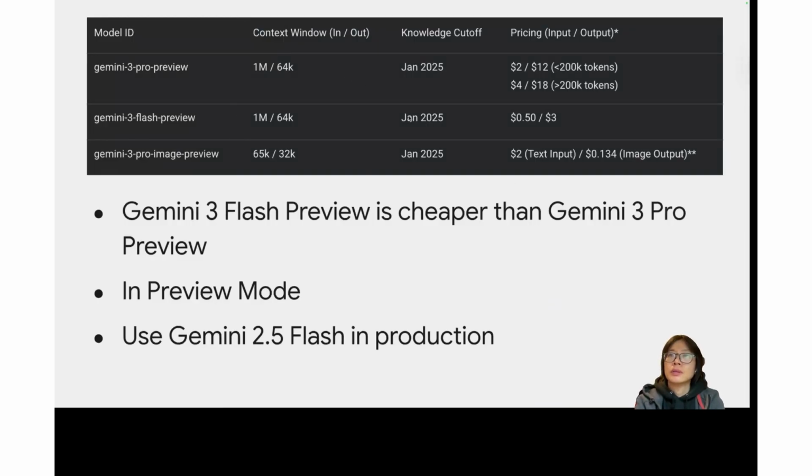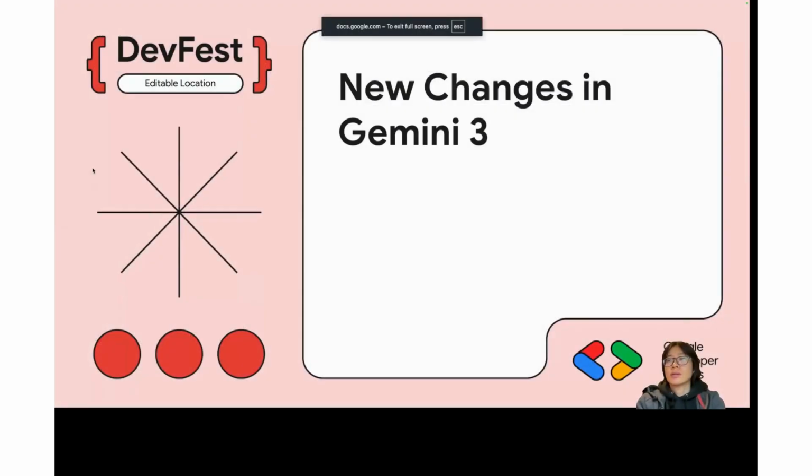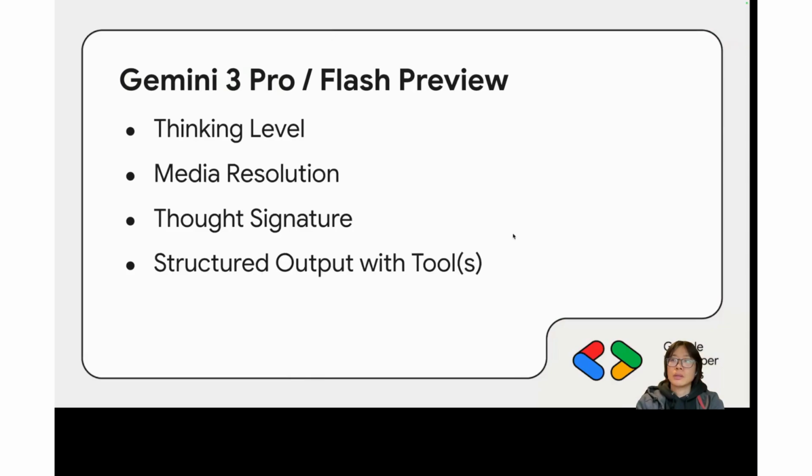So this is the cost. I mean the pricing and the context window of all the models. So Gemini 3 Flash Preview is cheaper than Gemini 3 Pro Preview. Well, these models are in preview status, so don't use them in production. Use Gemini 2.5 Flash or Gemini 2.5 Pro in production until Gemini 3 is GA. That's my advice.